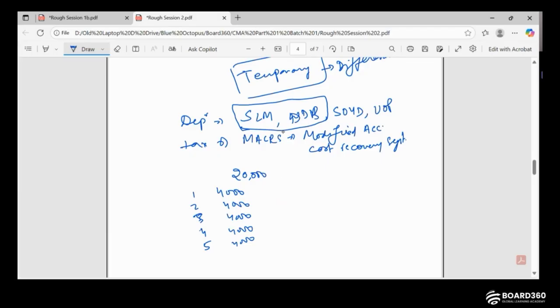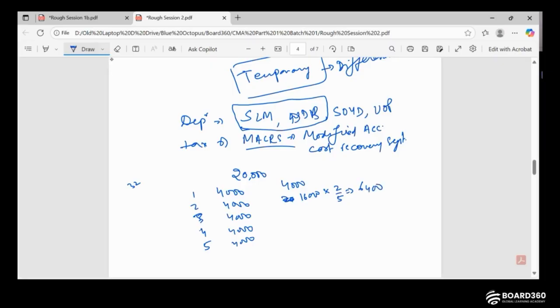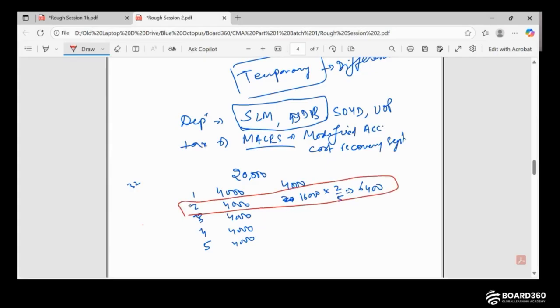Whereas as per, let's say, MACRS, since MACRS uses SLM and DDB, it starts from DDB. So in that case, first year may be same, but second year it will be $16,000 into 2 by 5, which comes out to be 6,400. Now, if you see the second year, as per books, you are using 4,000.